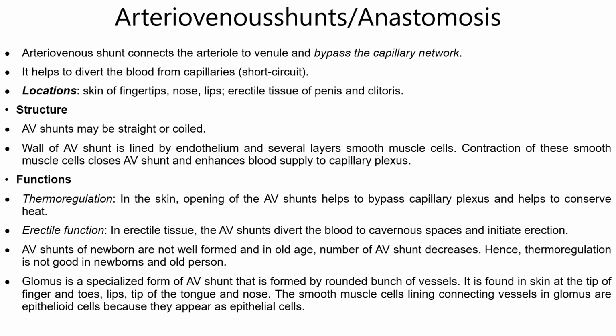Then a specialized variety of arteriovenous shunt is glomus. It is formed by a round bunch of vessels found in skin at the tip of the fingers and toes, lips, then the tip of tongue and nose, and the smooth muscle cells lining connecting vessels in the glomus are known as epithelioid cells because they appear epithelial in function, and their function is also thermoregulation.